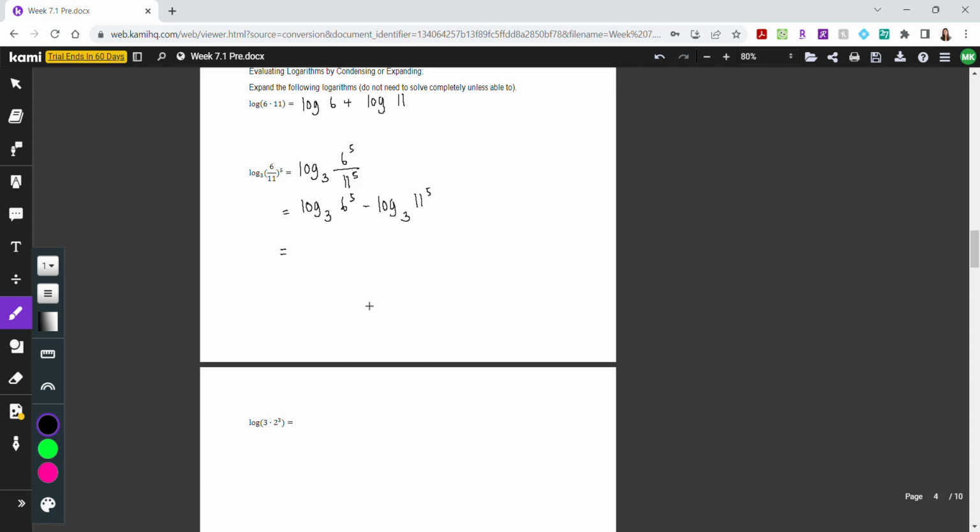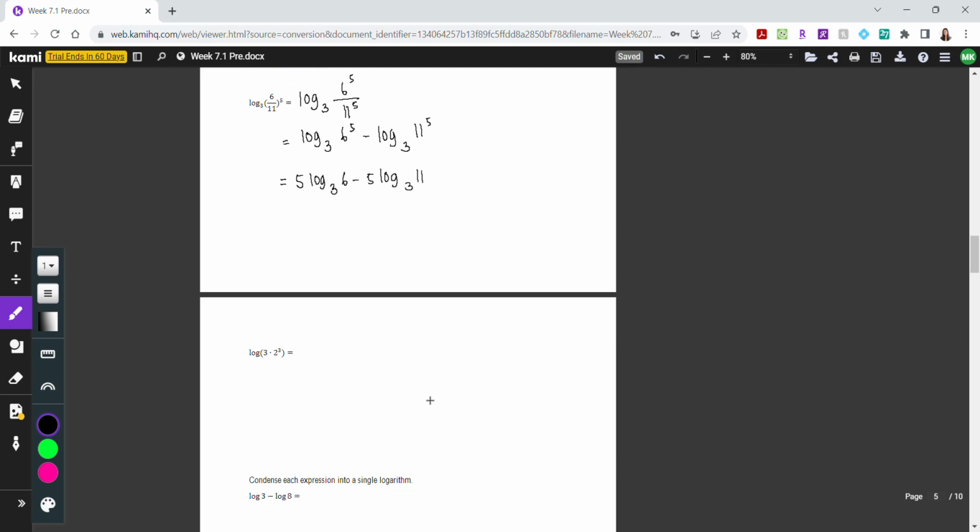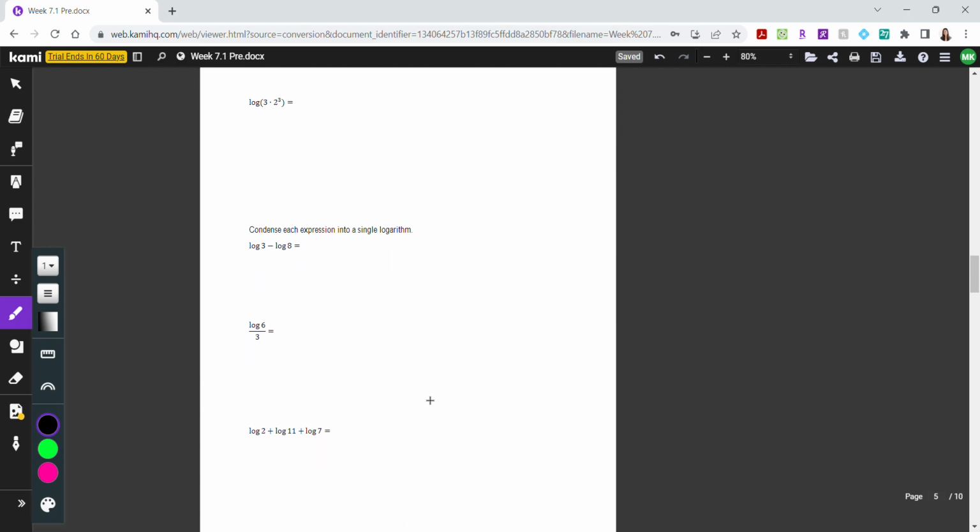Now, because we have exponents, we're going to finally write them to the side. So our final answer is going to be 5 log base 3, 6 minus 5 log base 3, 11. And that'll be it. All right. Now let's look at the next one.